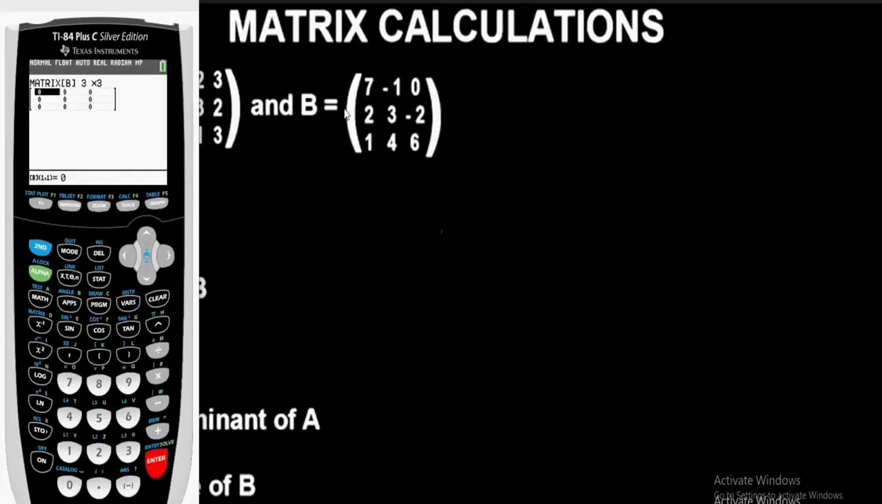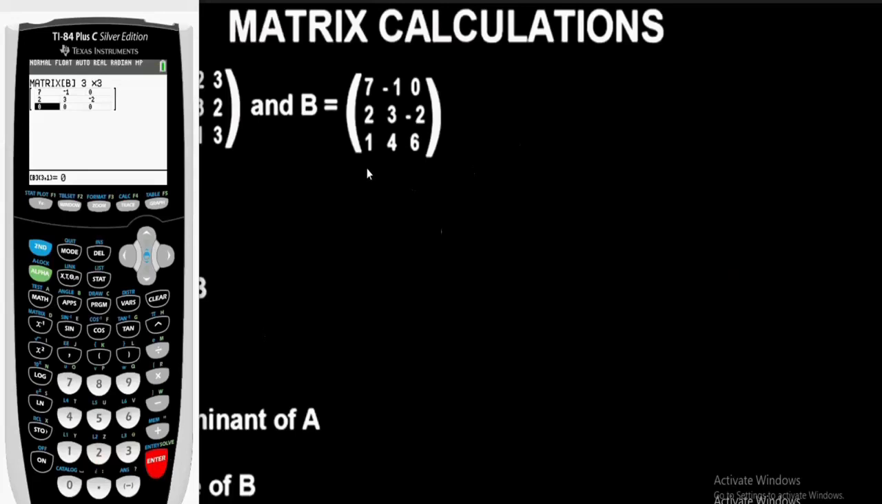So the first row, we have it to be 7, minus 1, 0. So we have 7. Now make use of this negative sign for the minus. We have minus 1, 0. So that's it. The next row, we have it to be 2, 3, and negative 2. Make use of this negative sign.